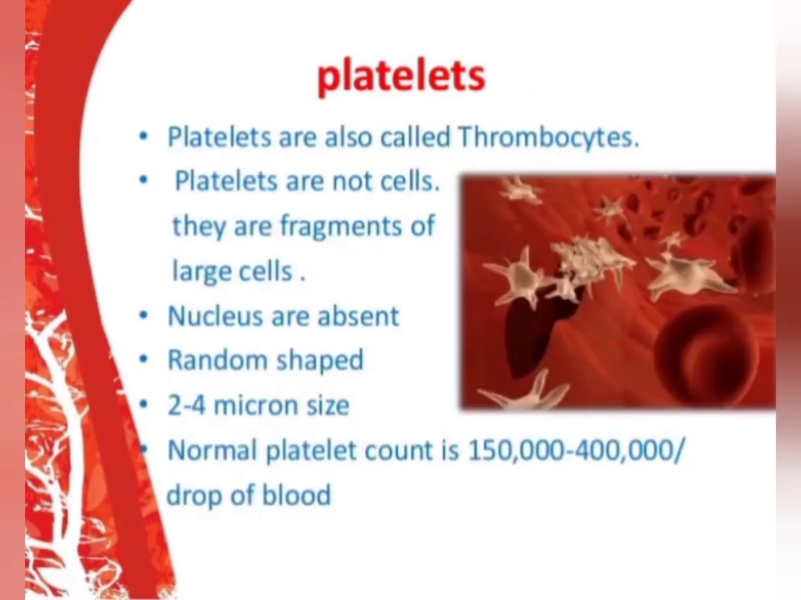Platelets. It is one of the cellular components of blood, and it is also called a thrombocyte. These platelets are not cells; they are fragments of large cells, and the nucleus is also absent in platelets, just like the RBCs. If we talk about its shape, it is random in shape and its size is 2 to 4 micron. In one drop of blood, approximately 1,50,000 to 4 lakh platelets are present.